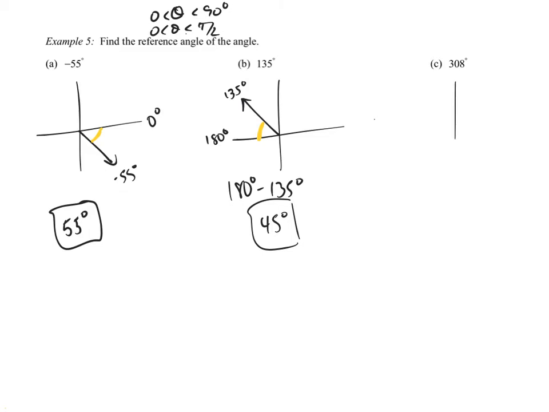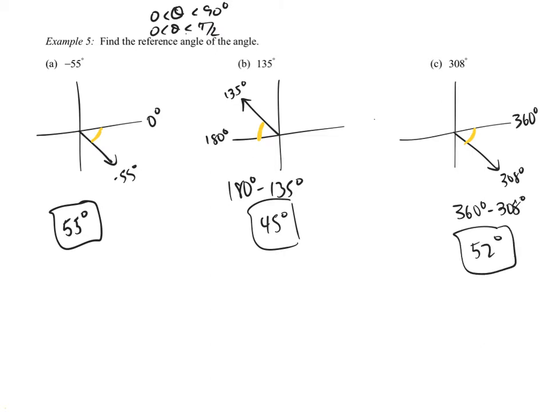In letter C, we have 308 degrees. I know that's going to be in quadrant 4, so this is 308 degrees. And my reference angle is going to be the shortest way back to the x-axis. So that's going to be right here, and that x-axis is represented by 360 degrees. To find my reference angle, I'm going to take 360 and subtract 308, and that should give you 52 degrees as your reference angle.